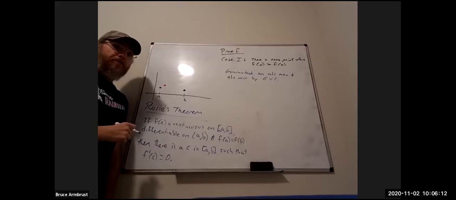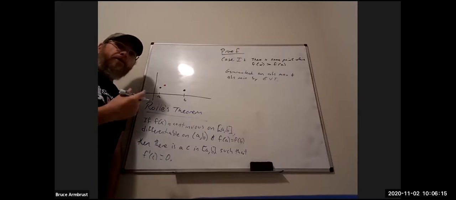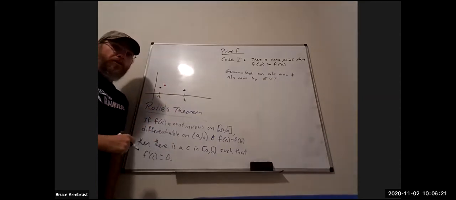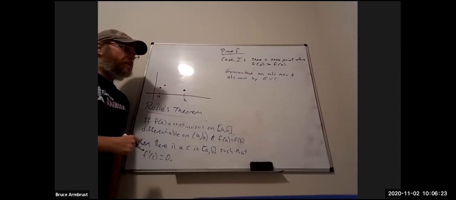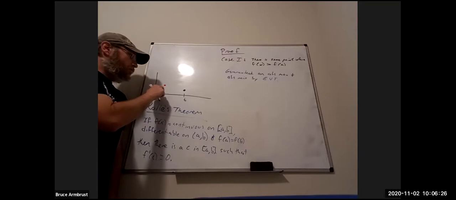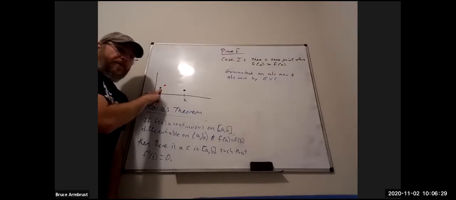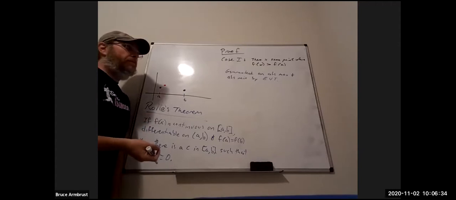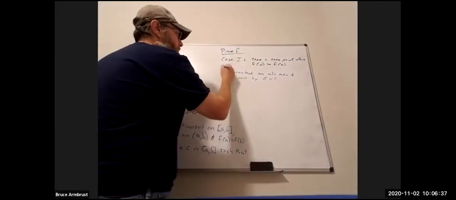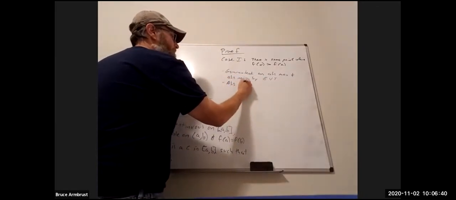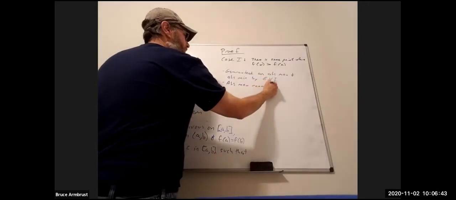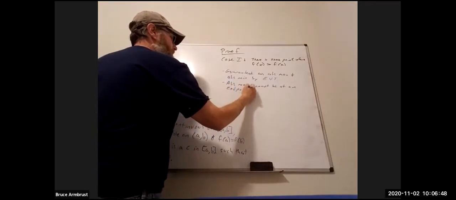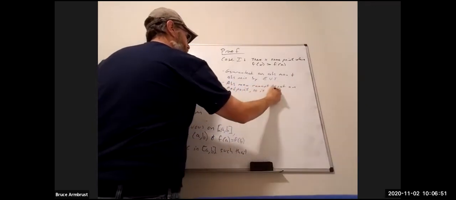Okay, let's talk about the absolute max. Because we know these absolutes have to occur at either the endpoints or critical points. Well, if there's a number greater than f of a, that means these endpoints cannot be the absolute max. So what we know then is that this absolute max cannot be at an endpoint. So it must be at a critical point.